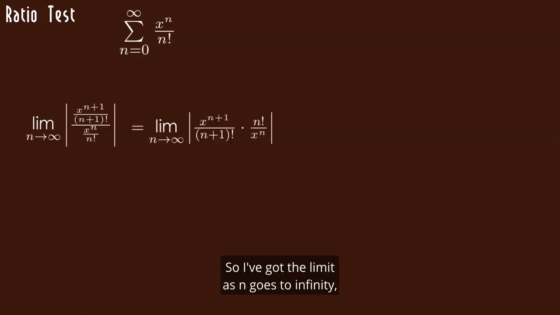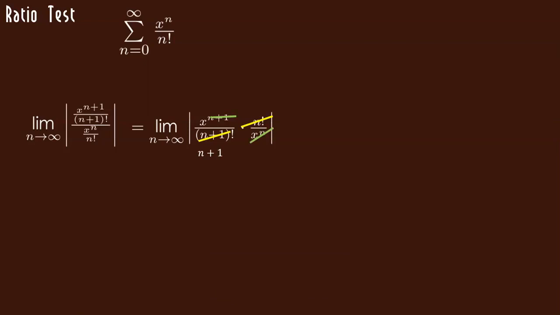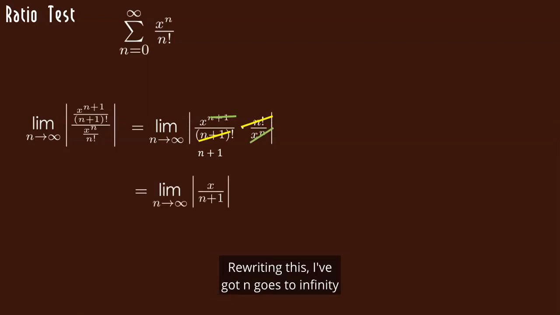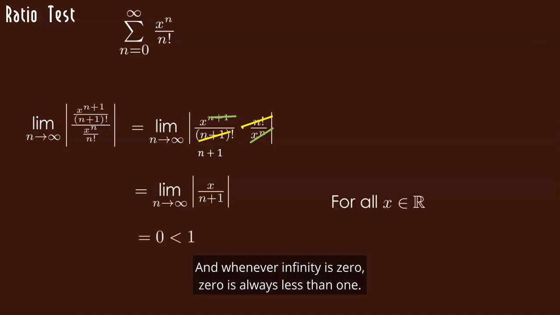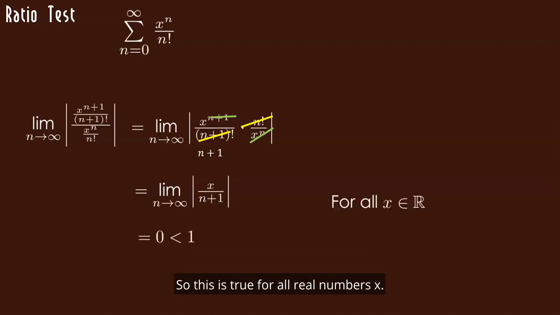Much prettier. So I've got the limit as n goes to infinity, x to the n plus 1 over x to the n. I've got n factorial on top, n plus 1 factorial on bottom. The factorials will cancel, and I'm just left with n plus 1 on bottom. I have an extra x on top, so x to the n will cancel, leaving a single x on top. Rewriting this, I've got the limit as n goes to infinity of x over n plus 1. Now as n goes to infinity, n plus 1 goes to infinity, and 1 over infinity is 0. 0 is always less than 1, so this is true for all real numbers x.